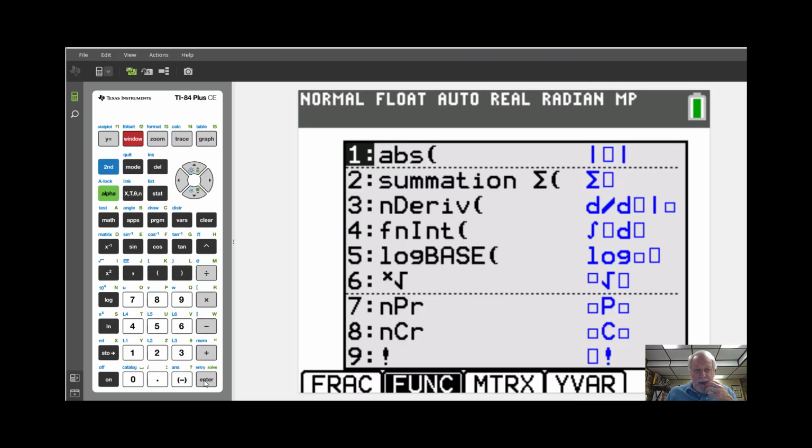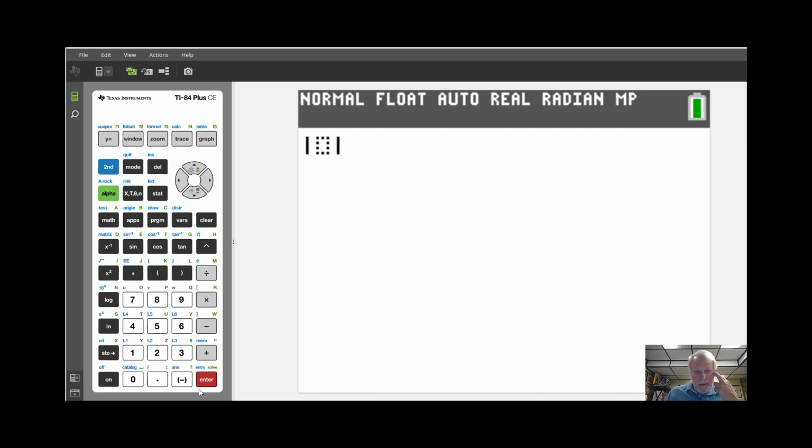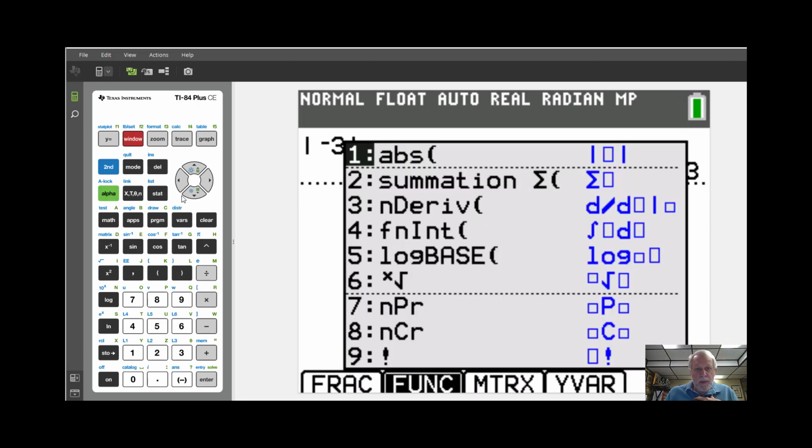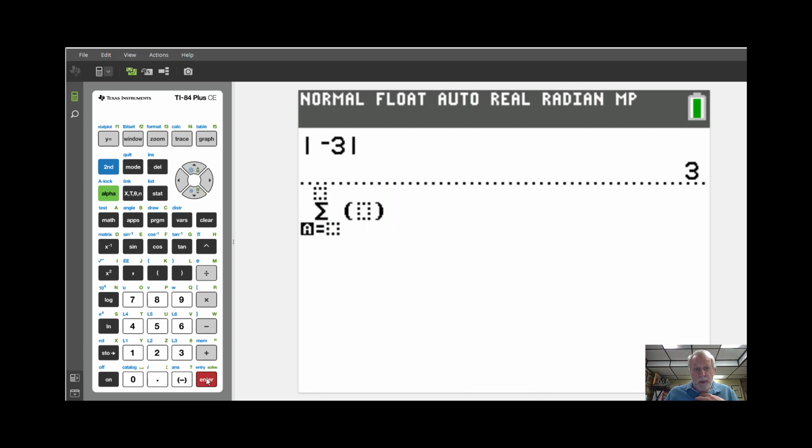Let's go ahead with absolute value first. Number 1, absolute value of -3 is +3, nothing there, okay. Alpha window, number 2, summation, the sigma notation. I love this one. Notice it already has alpha, so I want to start off with maybe the letter I. So I'm not going to press alpha x squared.